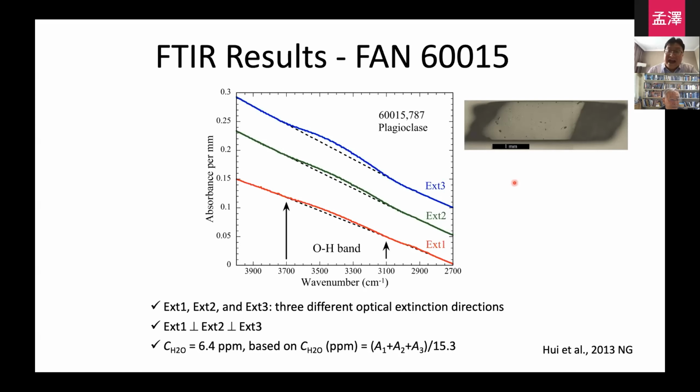We obtained the FTIR spectra along 3 perpendicular directions, shown here as EXT1, EXT2, and EXT3. They are perpendicular to each other. Based on the spectra, the absorbance I show here above this dashed line, we calculated the water content. It's about 6 ppm water in this grain.